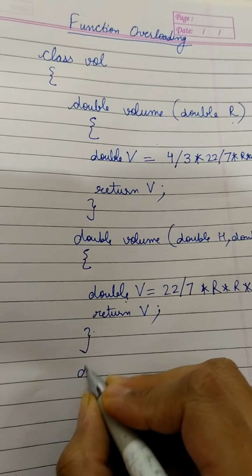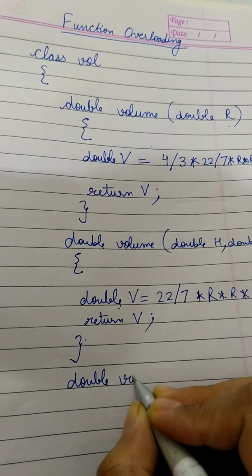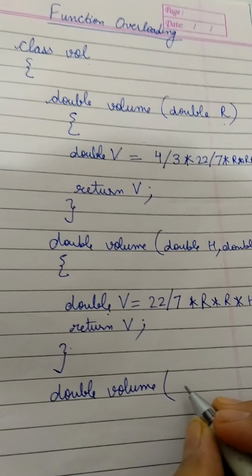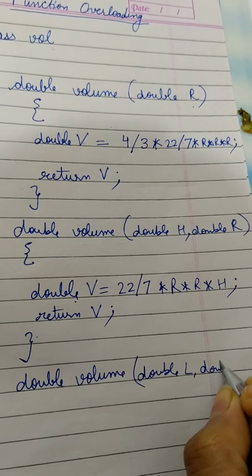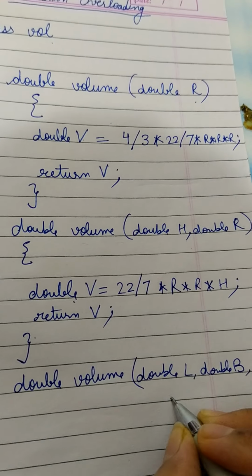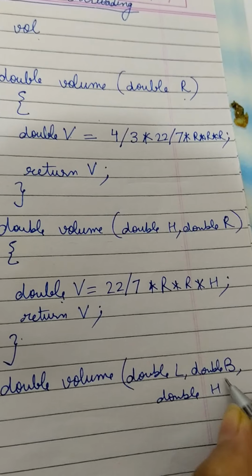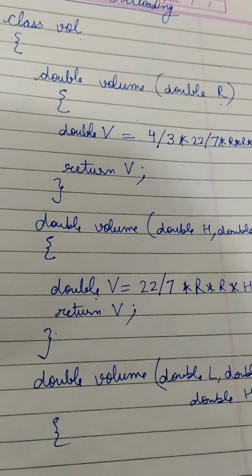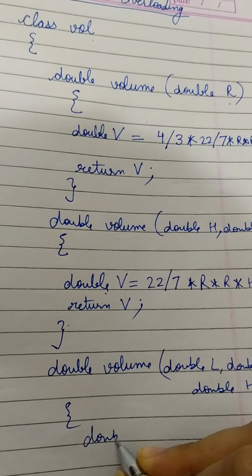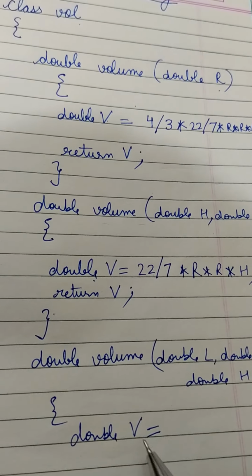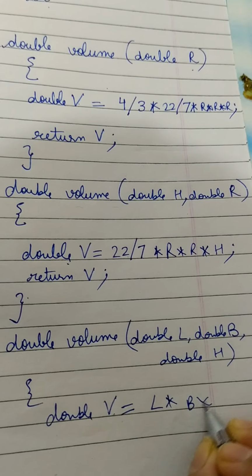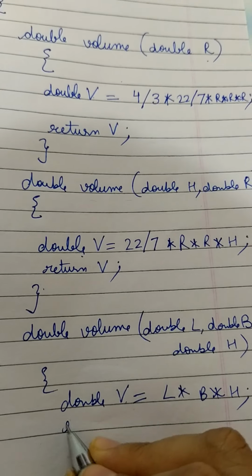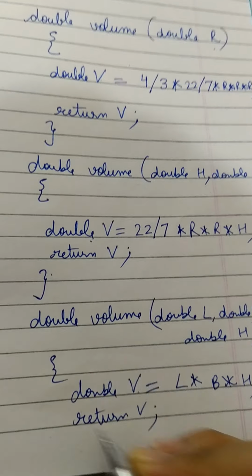So just we have to write double volume, double L, double B. You can write in one line, double H. Now apply the formula. You have to declare the variable which you are taking inside. It can be V3. You can take any name. Okay, L into B into H semicolon. Then return the answer. Close the function. Now see the question.